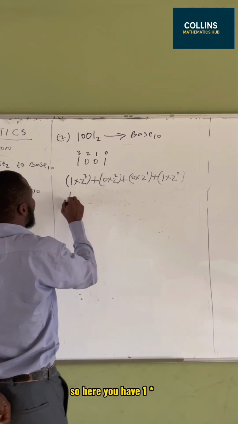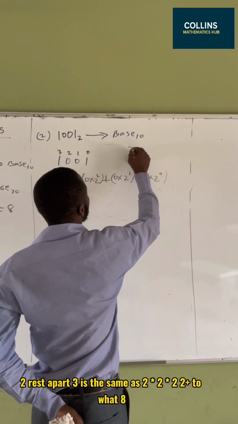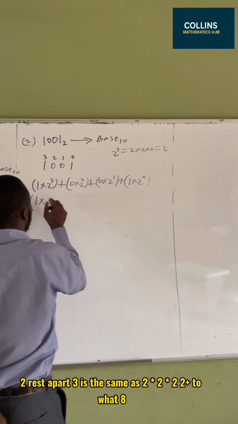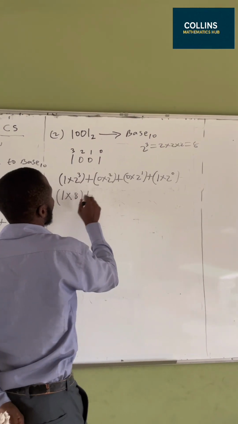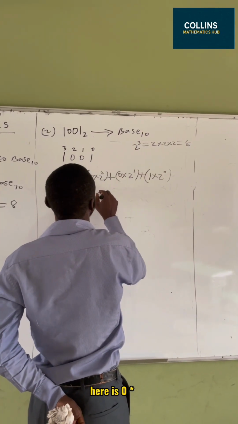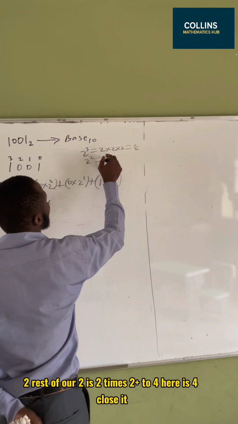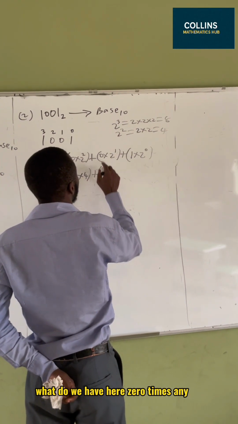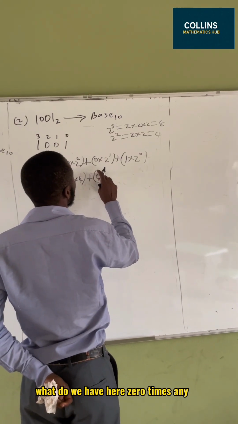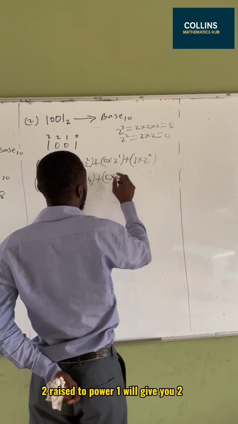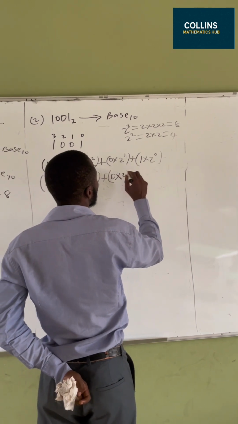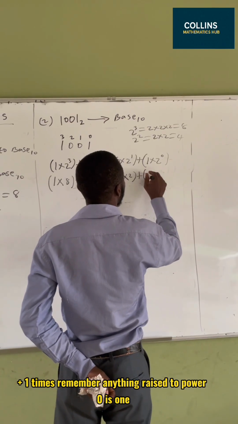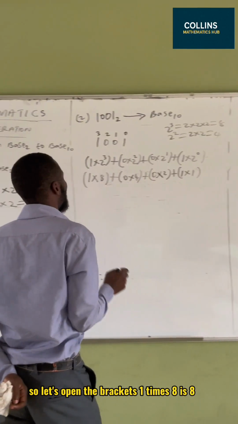So here we have 1 times 2 raised to power 3 is the same as 2 times 2 times 2 equals to what? 8. So here is 8. Here is 0 times 2 raised to power 2 is 2 times 2 equals to 4. Here is 4. Close it. What do we have here? 0 times 2 raised to power 1 will give you 2 plus 1 times, remember anything raised to power 0 is 1.